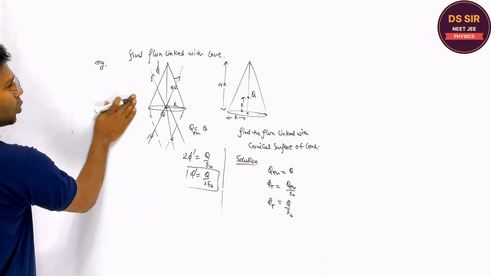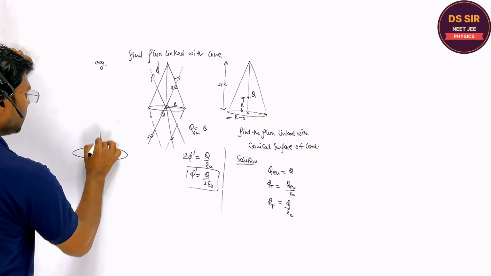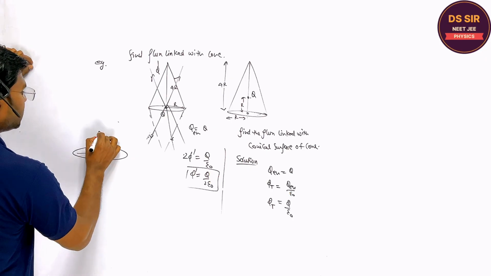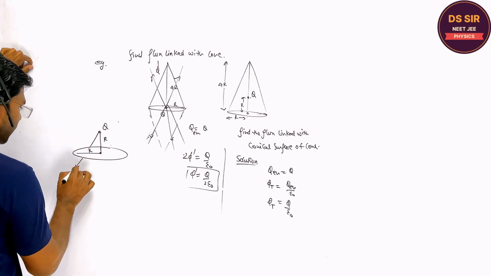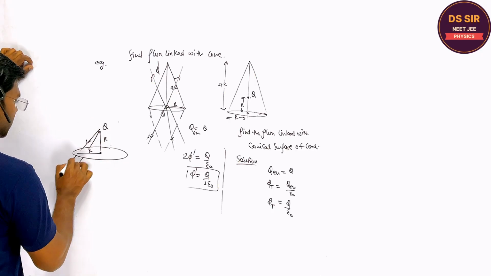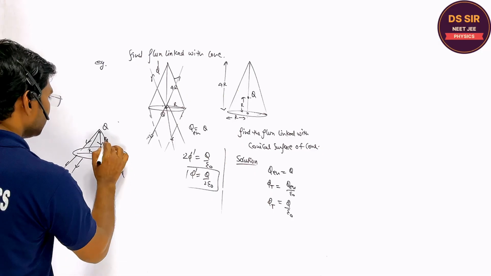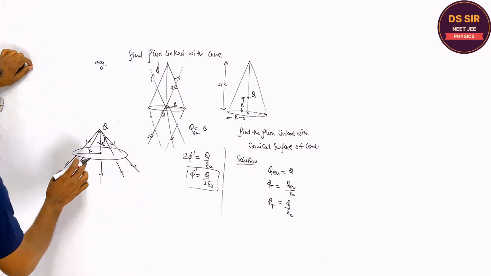What do you mean by the total flux? Listen one thing. If you consider this is the disk of the radius r and this is the charge q. So can you write the electric flux linked with this disk? Tell me. Can you write the electric flux linked with this disk? Yes. At least we know the formula.